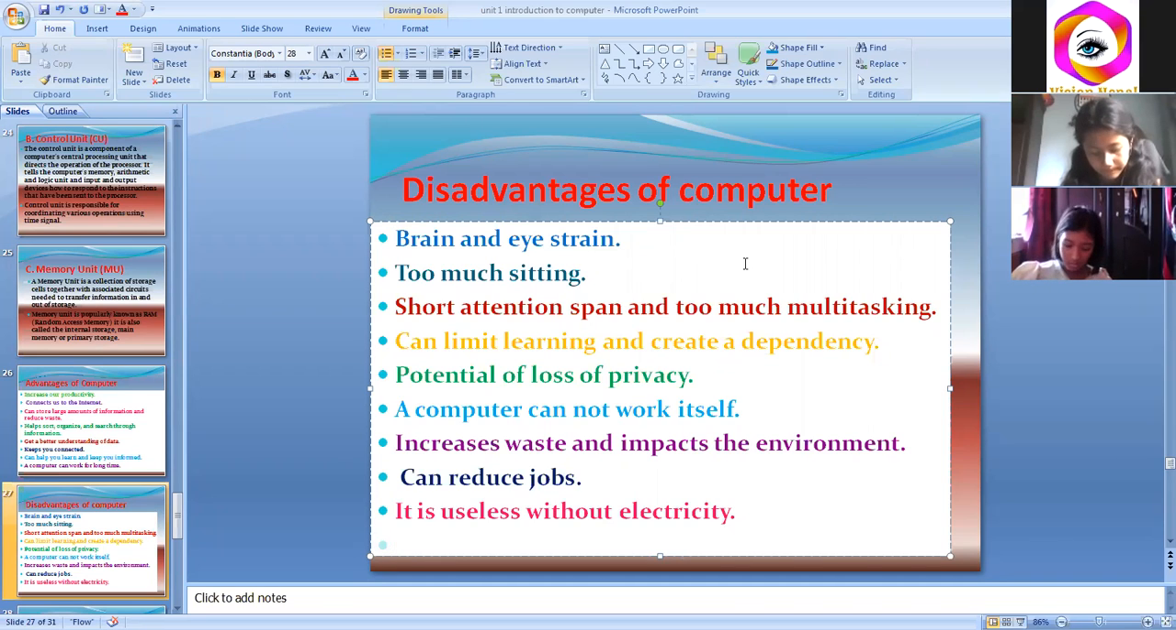Attention can be reduced, and too much multitasking can limit learning and create a dependency.